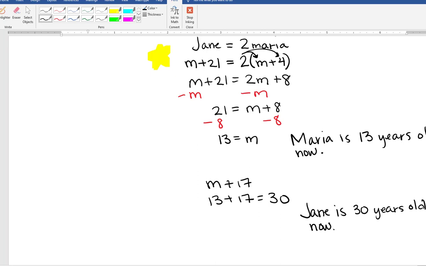We don't care how old they will be in 4 years. We could figure that out if we wanted to, adding 4 to each of their ages. But the question was, how old are they now? Maria is 13. Jane is 30.